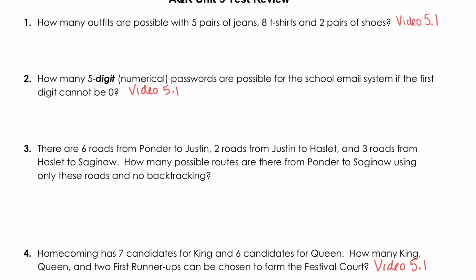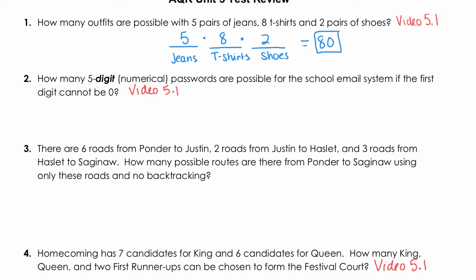Number 1, how many outfits are possible with 5 pairs of jeans, 8 t-shirts, and 2 pairs of shoes? This comes from video 5.1, where I was having you write down a space for every item that you're having to choose. So we're choosing jeans, then we're going to choose t-shirts, we're also going to choose a pair of shoes. So we want to put how many total of each item do we have? Well, we have 5 pairs of jeans, we have 8 t-shirts, and we have 2 pairs of shoes. We need to multiply those together. So 5 times 8 is 40, 40 times 2 is 80. So there's a total of 80 different options.